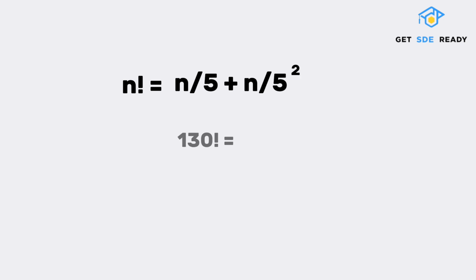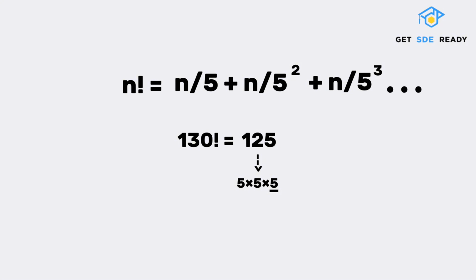Let's see it for 130 factorial. For 130 factorial, there's going to come 125, which is 5 into 5 into 5. Again 1 5 extra. So if you would have noticed, now you can't generalize it like this. You have to be like n divided by 5 cube. Basically all the multiples of 5 cube are going to give you 1 5 extra. Then all the multiples of 5 raised to the power 4 are going to give you 1 5 extra, right? So this is going to go on like this, and this is going to be your formula for calculating the trailing zeros in n factorial.